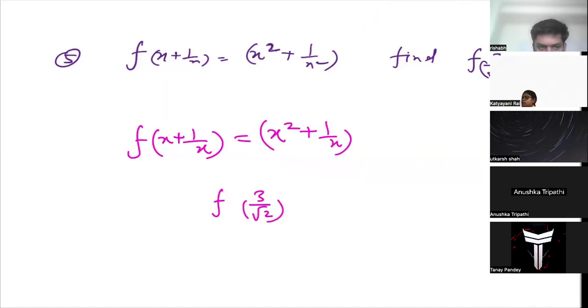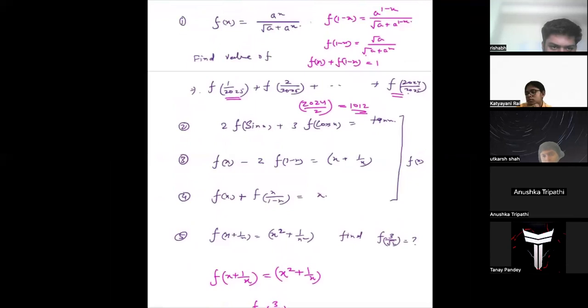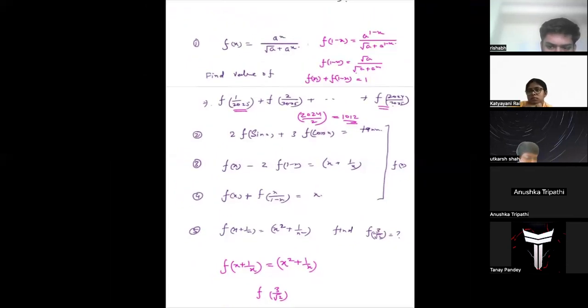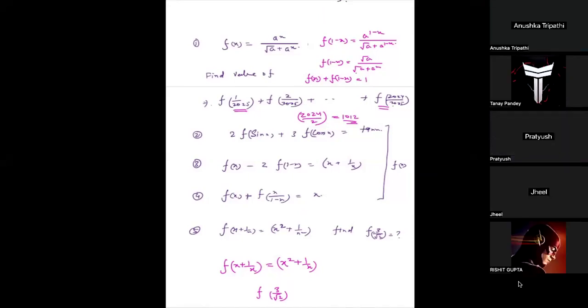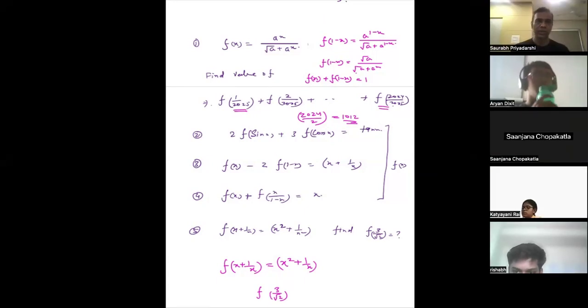Sir, is its answer 5 by 2? Fifth one? Yes sir, one minute. Yes sir, 5 by 2. Very good. Katani, the answer? Yes, the same answer. Very good, Sanjana. Rishabh. Pratyush. The function comes out to be x square minus 2. Very good. Very good, everyone.